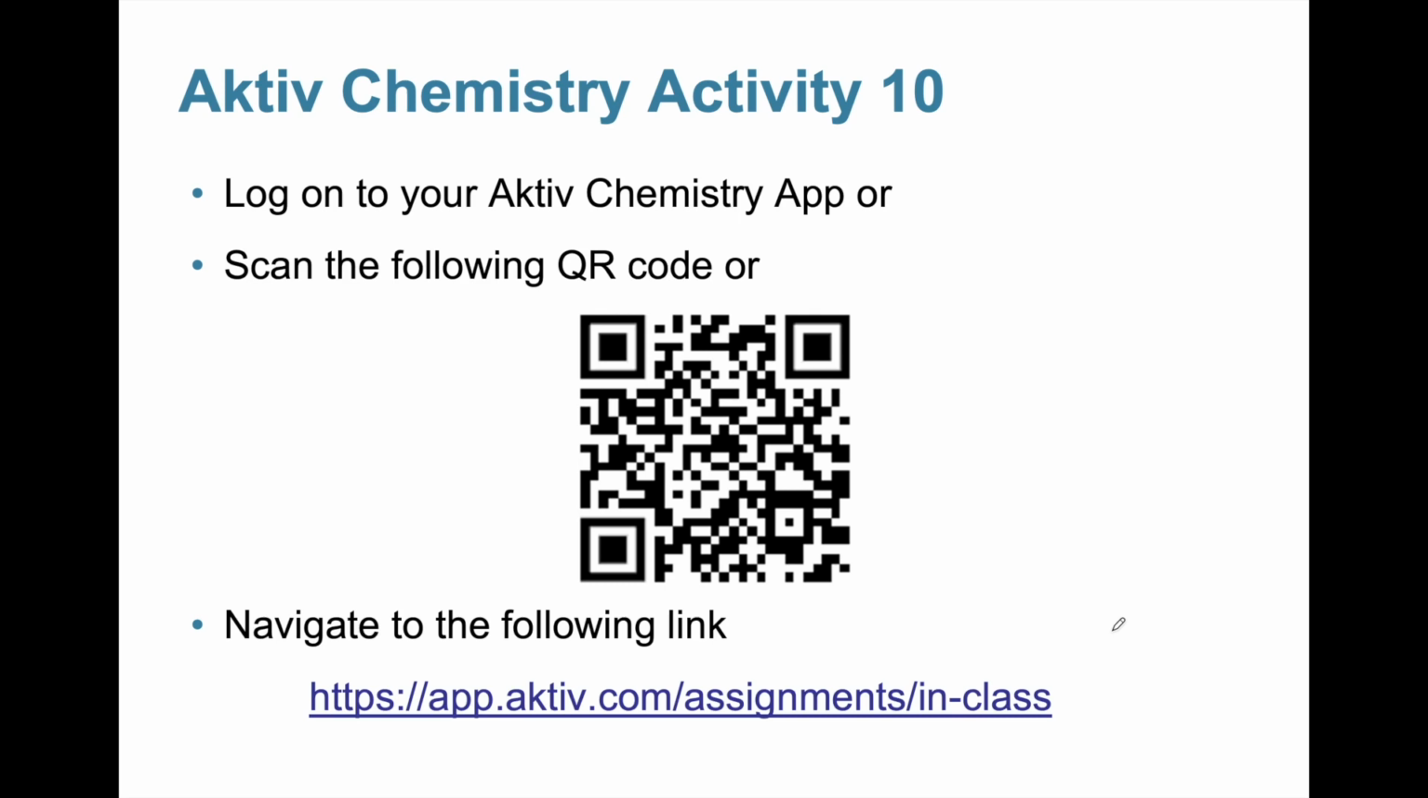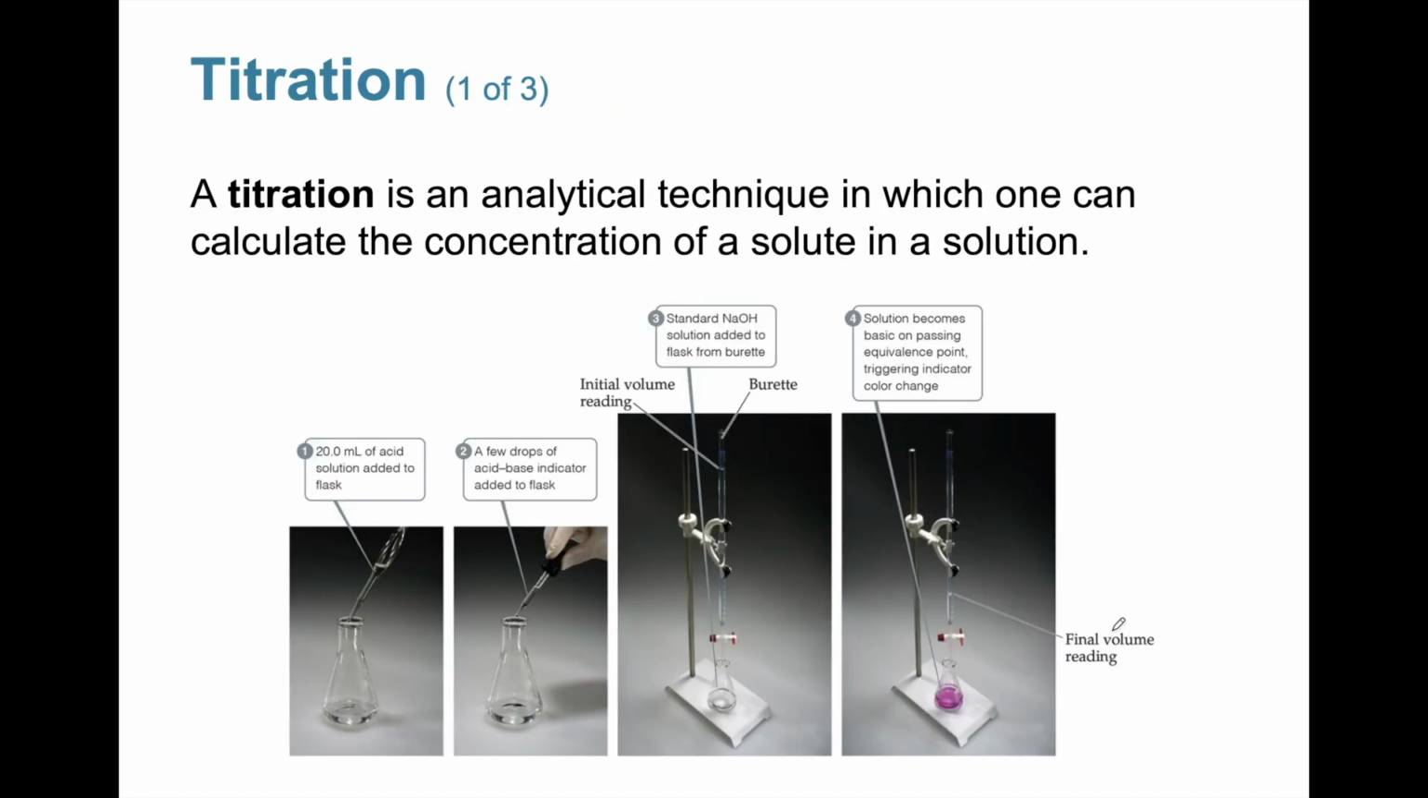So here's your last active chemistry question. Feel free to do that, and then we're going to talk about our very last topic for this unit, which is titration. What is titration? Well, titration is a technique we use in analytical chemistry, where we have like an unknown concentration of acid in a flask, right?